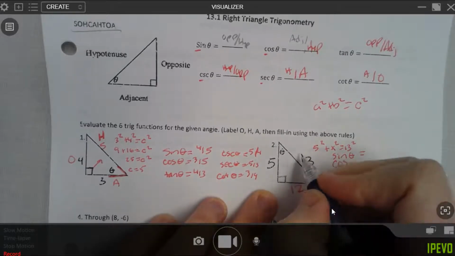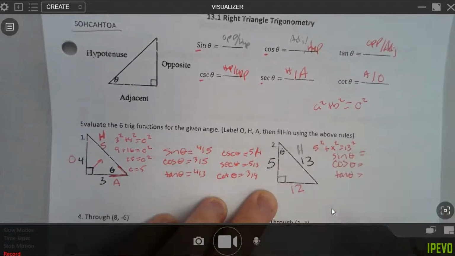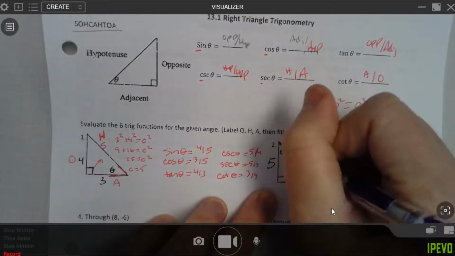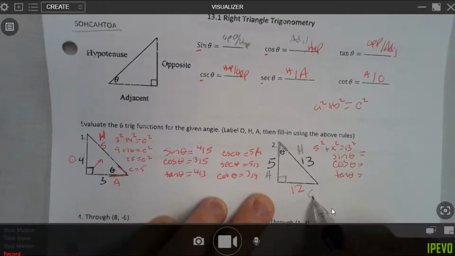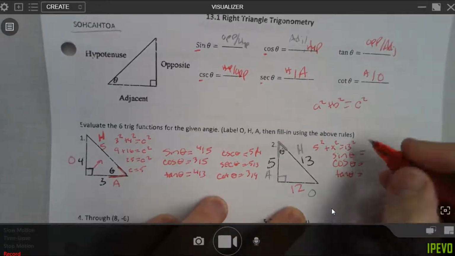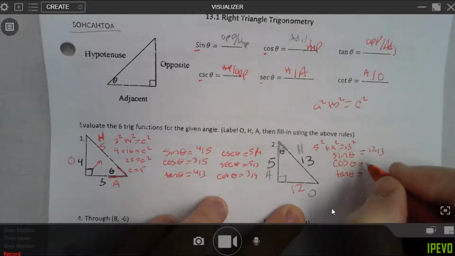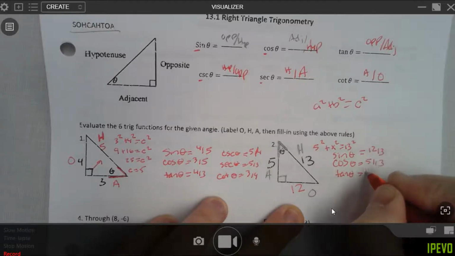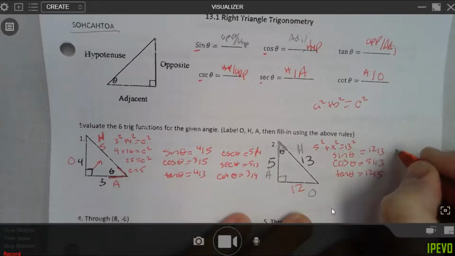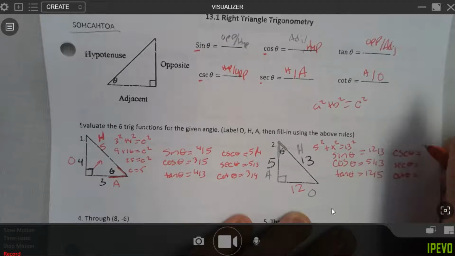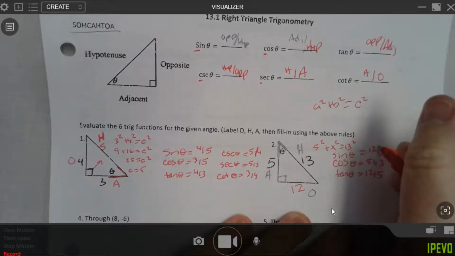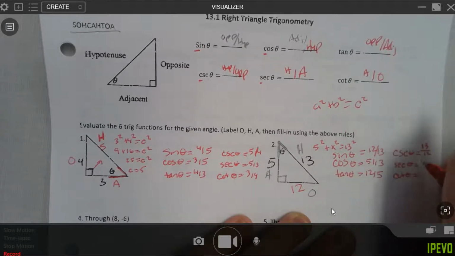Here's the right angle, which makes C the H. So the other side that makes up that angle right there has to be the A, which makes the 12 the O. So we're going to say OH, AH, OA. And then you flip them for your other reciprocals over here. So 13 over 12, 13 over 5.